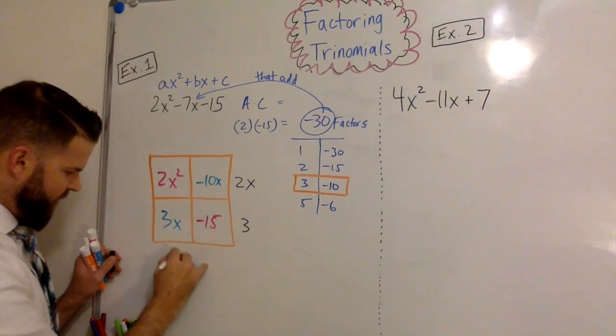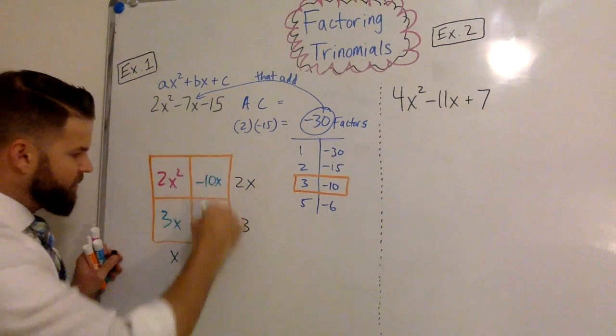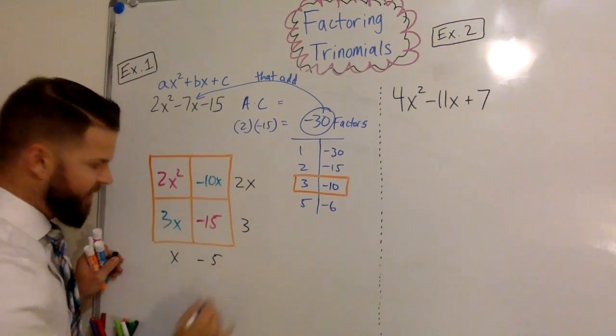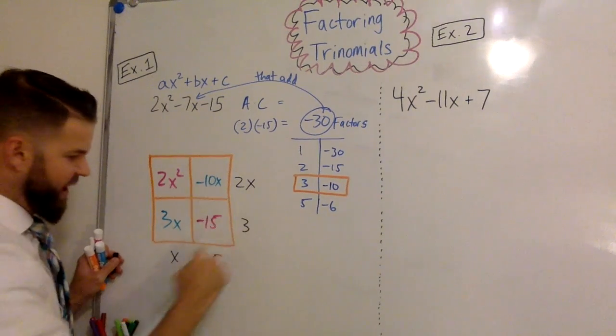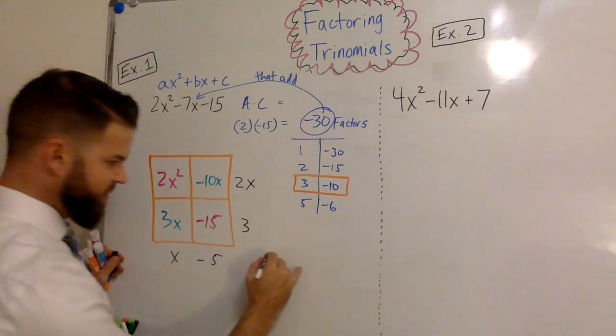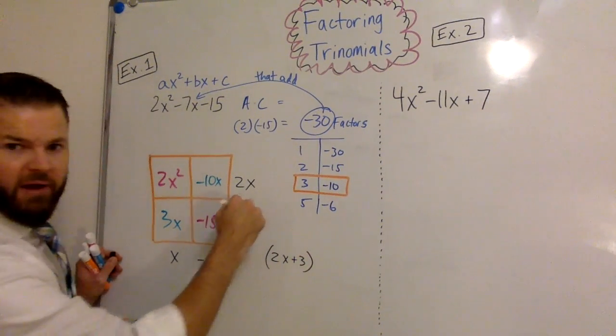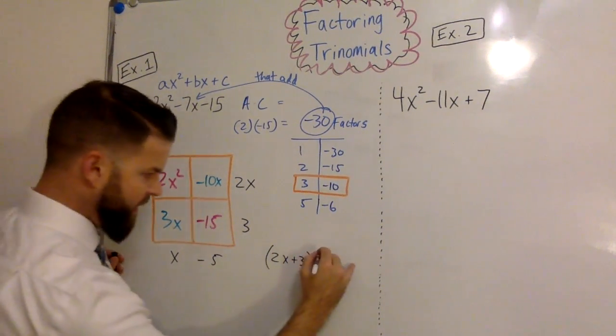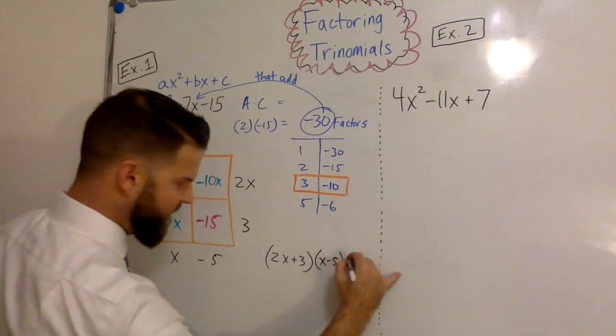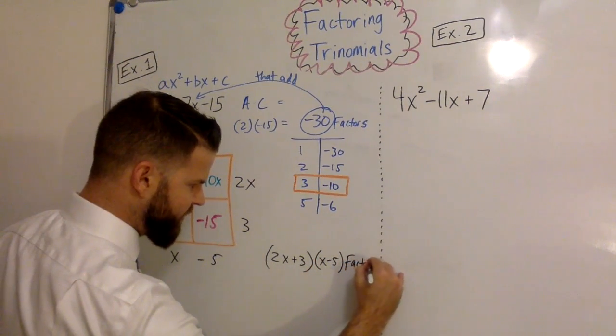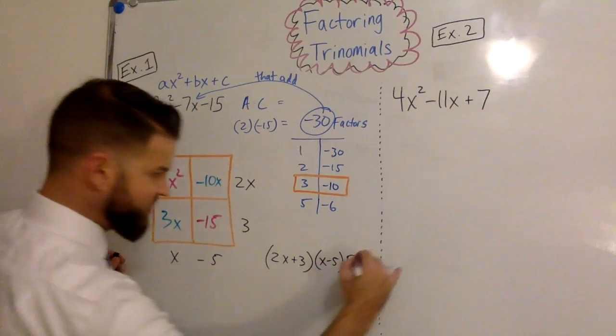Column 1, I'm looking at an x. And column 2, I'm looking at a negative 5. Once you got these things in black, those are your factors. So I got a 2x plus 3, this fella right here, and I got an x minus 5, this guy right here. These, ladies and gentlemen, are my factors.